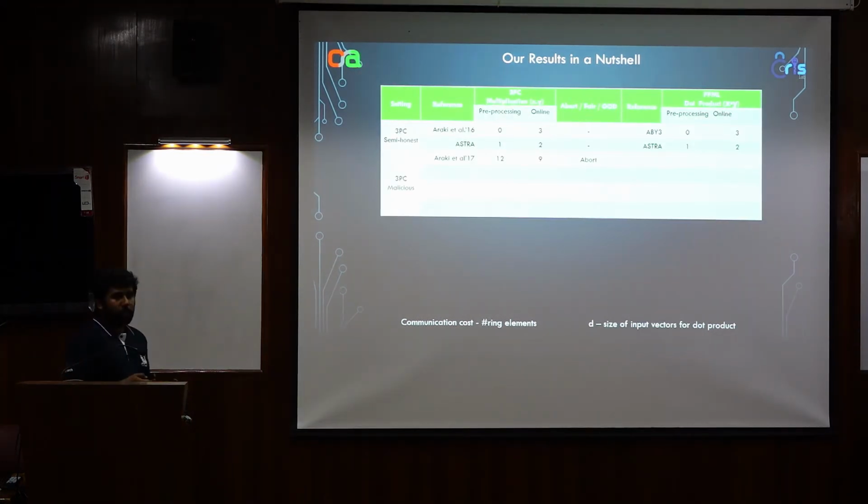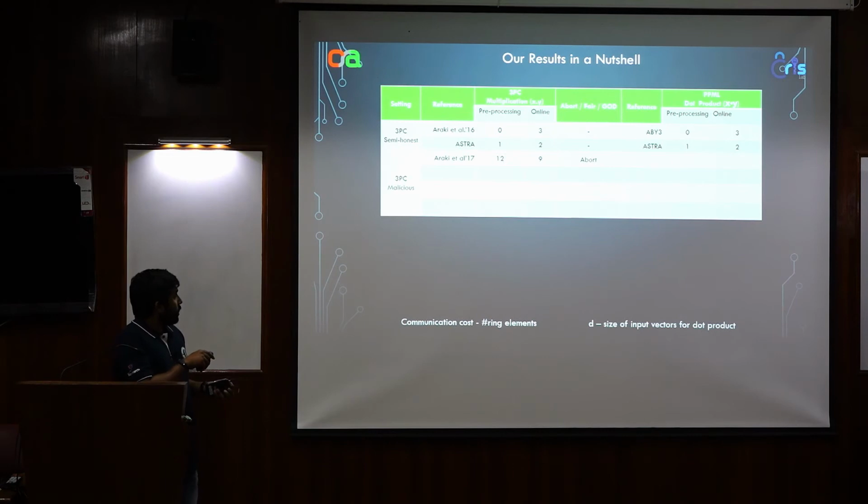Then as you have seen in the last day's lectures, fairness means we have the guarantee that as long as the adversary is getting the output, the honest parties will also get the output. And GOD means guaranteed output delivery. Whatever the adversary is doing, the honest parties are guaranteed to get the output.